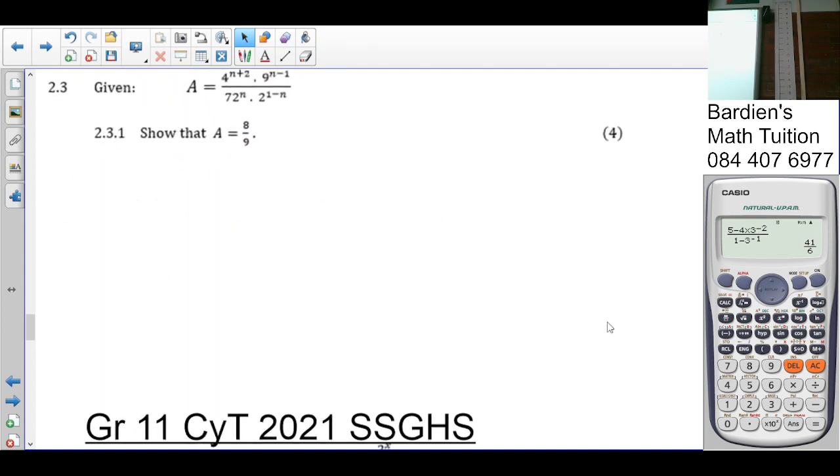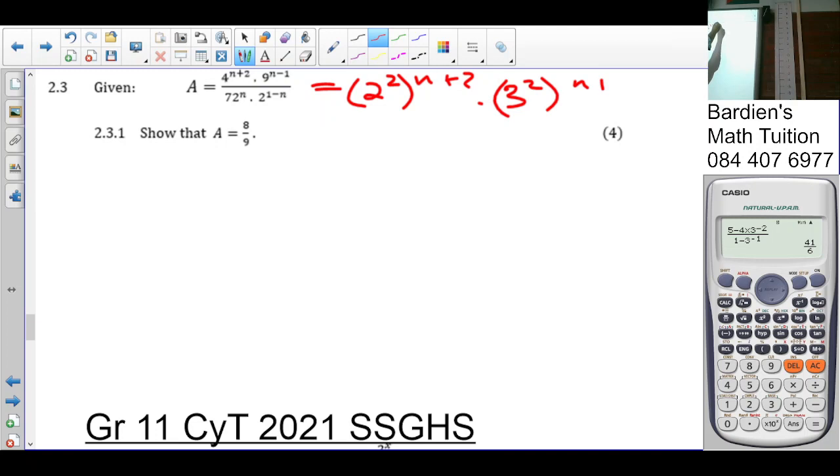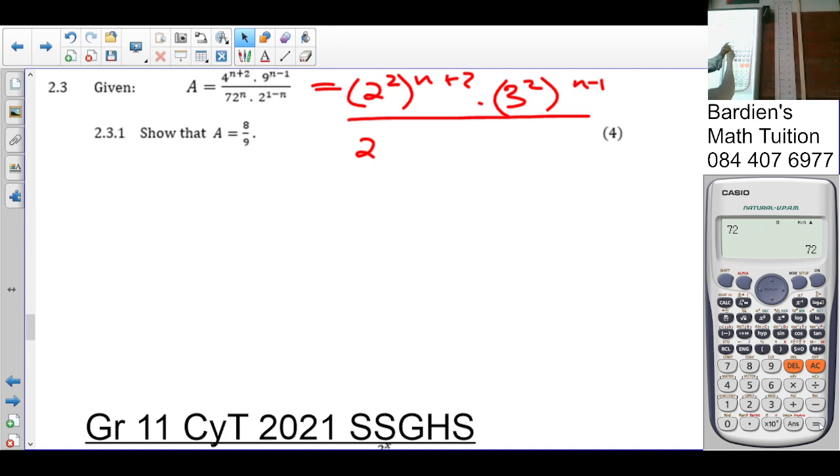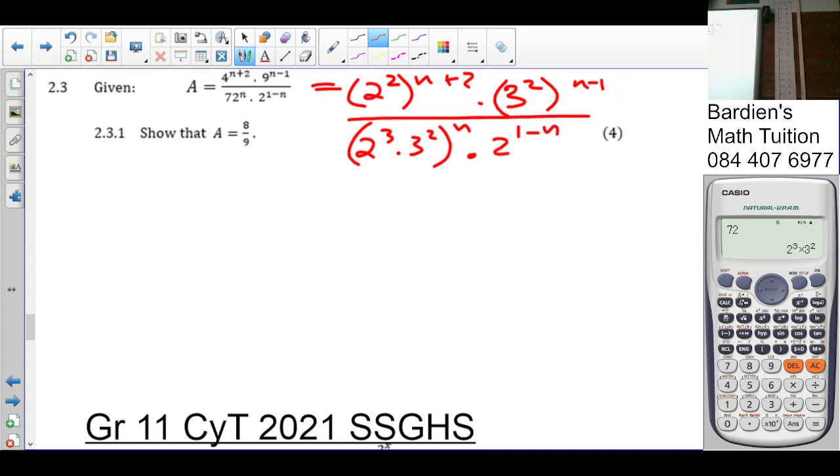They ask you to show that A is equal to 8 over 9. If it's a show that, which is to prove that question, I cannot use 8 over 9 in the sum. So we go. 4 can be written as 2 squared raised to the n plus 2. 9 can be written as 3 squared raised to the n minus 1. 72 is going to be 2 to the 3 times 3 squared, raised to the n times 2 to the 1 minus n.